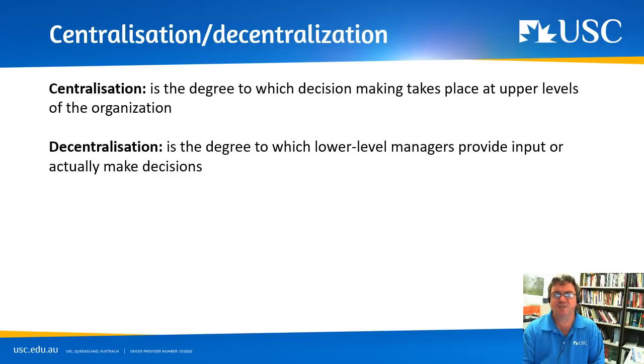Centralised organisations tend to put all of their decision making at the top. It would be like, again, the Sheraton example. If I was a team leader in a restaurant, to get a decision in a centralised workplace, I would have to go up all of those rungs of management to get to the hotel manager. Pretty impractical for some decisions. On the other hand, decentralisation allows lower level managers to provide input or actually make those decisions.